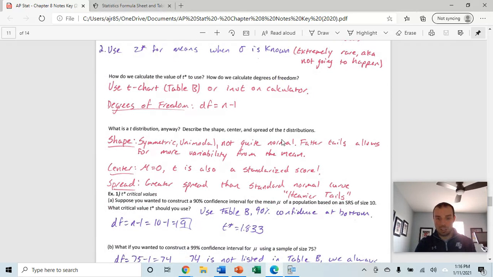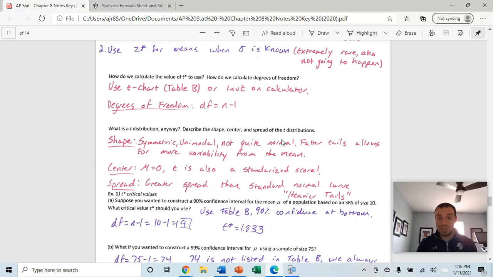So what is the t distribution? It's very, very similar to a standard z distribution. It's symmetric, it's unimodal, but it's not quite normal. It has fatter tails that allow for more variability from the mean. And we'll take a look at the difference between the t and the z distribution in class.